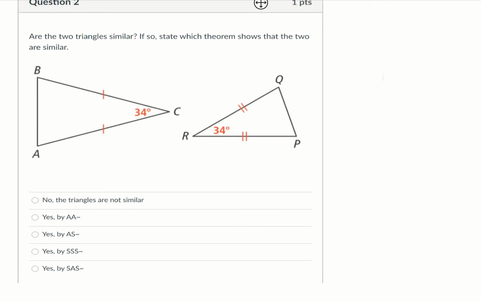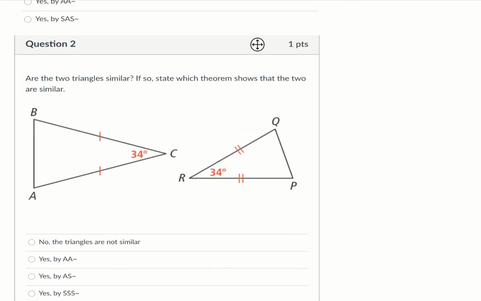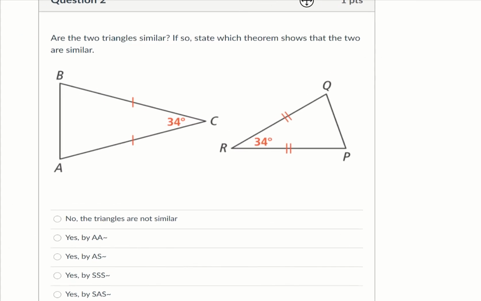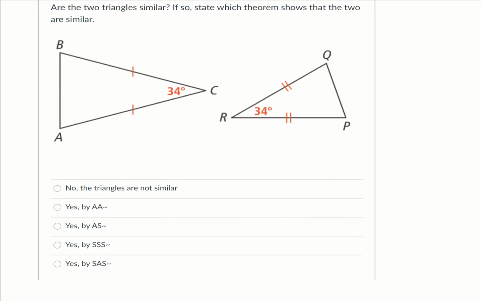All right, so for question 2, it says, are the two triangles similar? If so, state which theorem shows that the two are similar. So we know that these two sides are congruent, and we don't know what they are, but we do know that they're congruent. So there's a couple of things that you can do to think about this.